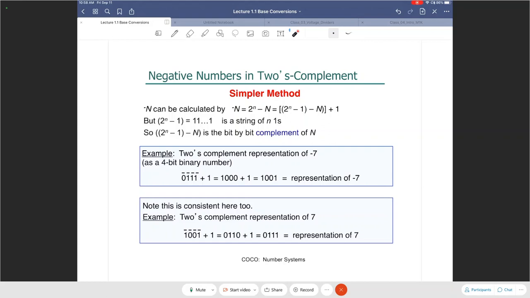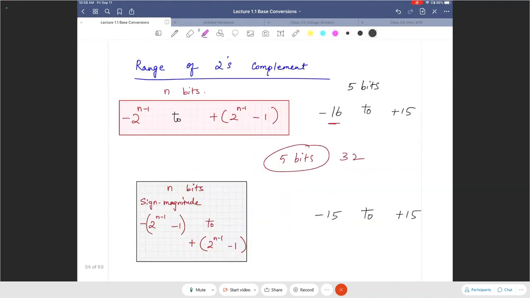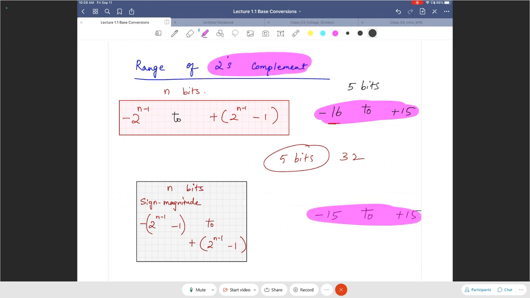Quiz 3 problem 1 asks for the range that can be represented using 5-bit sign magnitude. You're saying negative 16. No, I'm not. I see. Look at this. That was for 2's complement. This is for sign magnitude. So the last class was about sign magnitude. That's why I asked the question on the quiz about sign magnitude.